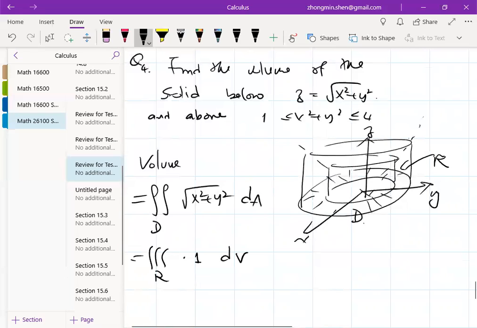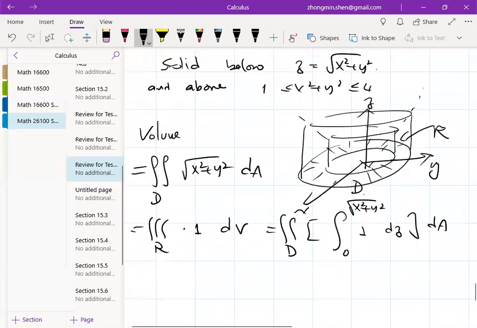You can project the whole region into the two-dimensional domain D. Then the iterated integral tells you that this is still 1, and dz is from 0 to square root of x squared plus y squared, and dA. So you end up with that double integral. The integral of a constant 1 over any region in space is going to be the volume of that region.